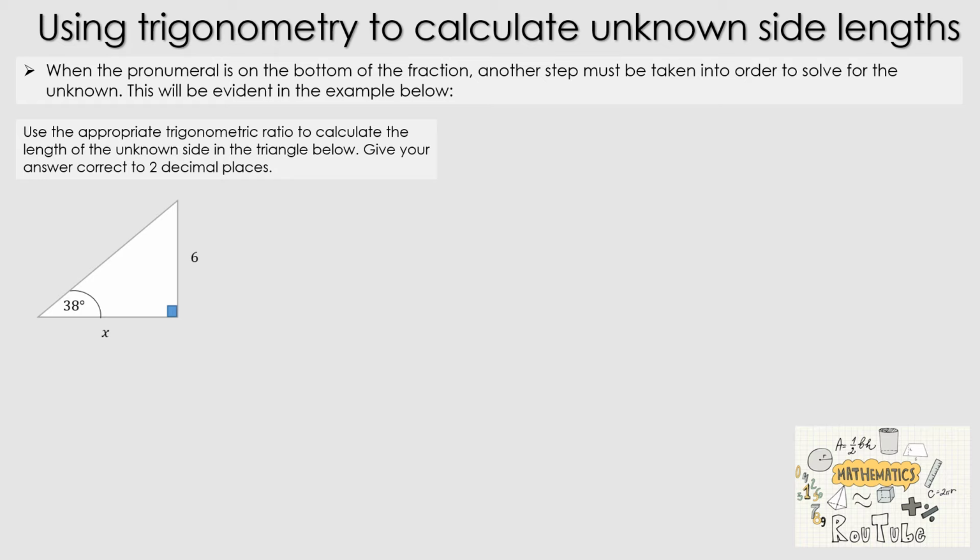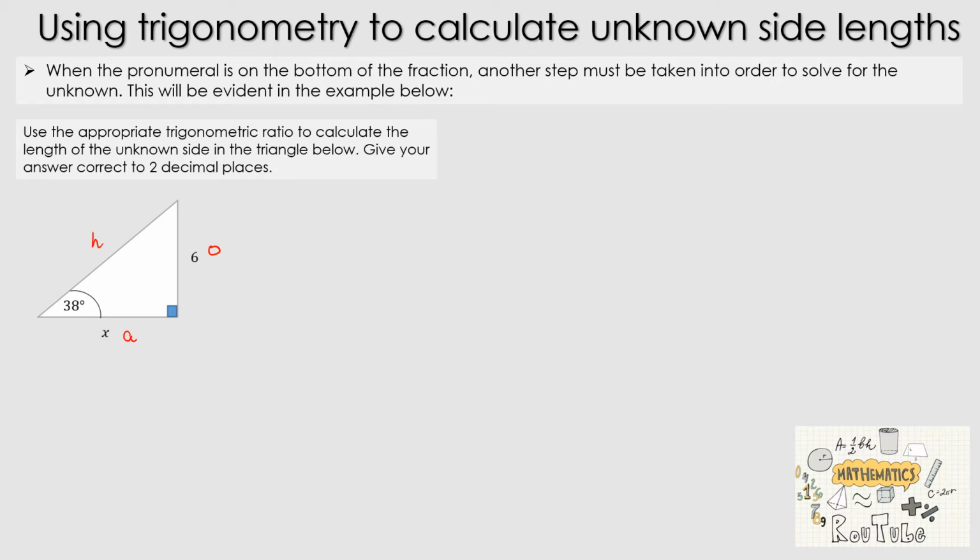So first step is to label all 3 sides with respect to the reference angle. The reference angle is in the bottom left hand corner, which makes the 6 opposite, the right angle makes a hypotenuse, and then x is the adjacent. So we go back to our trig ratios and we say, I've got O and A, the 2 sides that have information. So hopefully you can identify that we are going to use tan.